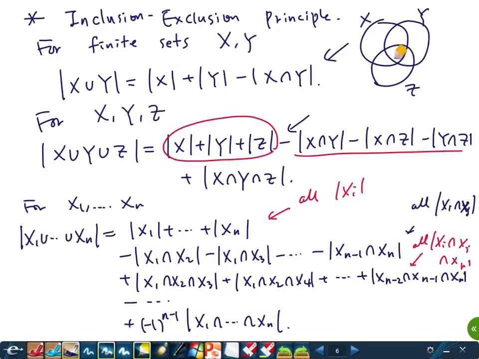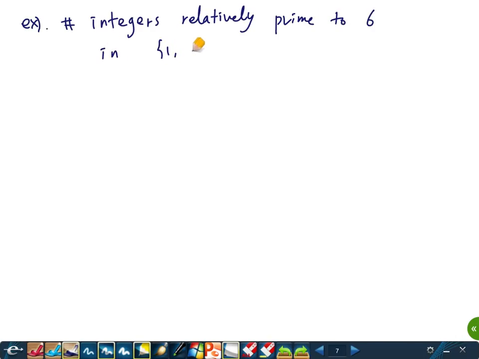So this is very useful because it has many applications. Let me give you an example that can be solved by inclusion-exclusion. What is the number of integers in the set 1, 2, ..., 100 that are relatively prime to 6?